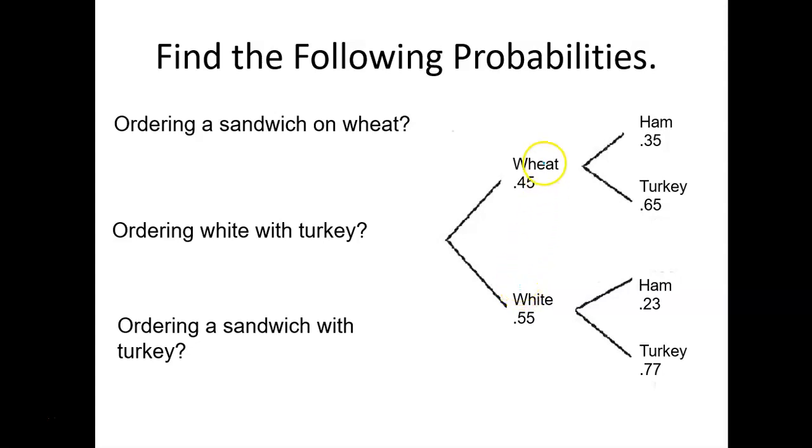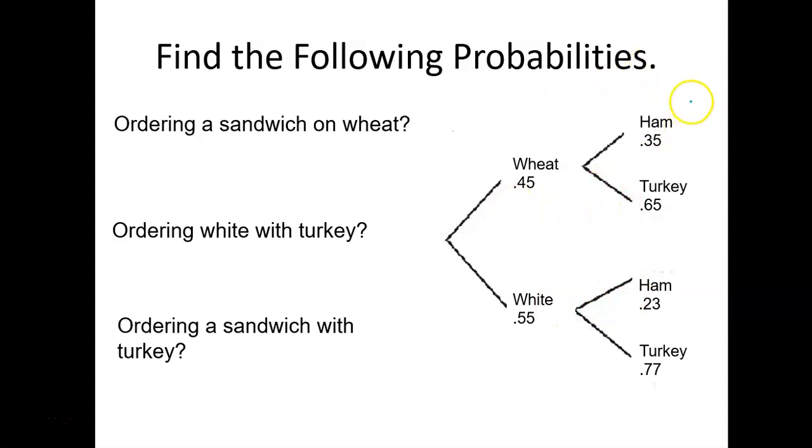So it looks to me like they've decided that 45% of people choose wheat and 55% of people choose white. Of the people who choose white, 23% of them choose ham and 77% choose turkey. Of those who choose wheat, 65% choose turkey and 35% choose ham. So that's what this table is telling us.